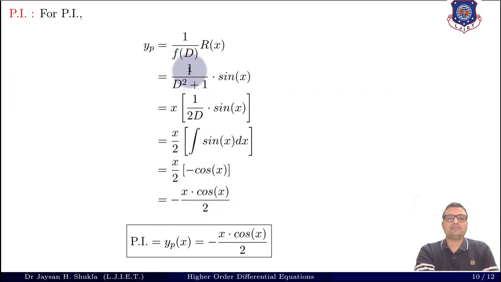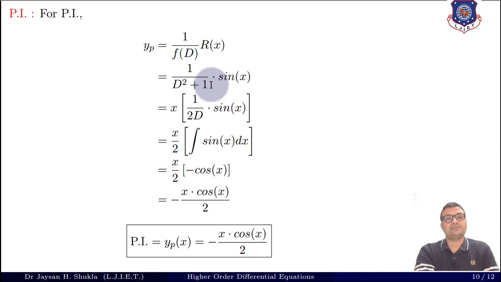So here yp is 1 upon f of d times rx, which is 1 upon d square plus 1 into sin x. Now here, if you replace this d square with minus of a square, the value of a over here is 1. So the value of d square as minus of a square will be minus 1. And in that case, what will happen? If you replace this d square with minus 1, the denominator will become 0. So we cannot replace directly d square by minus of a square.